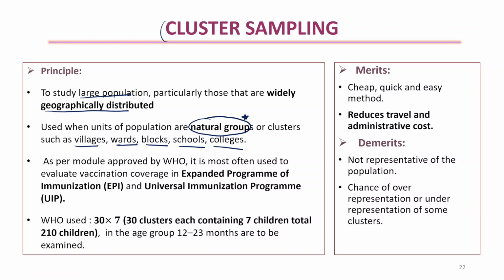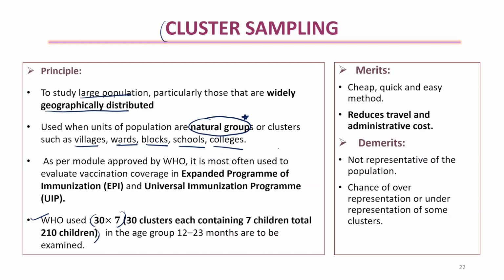The WHO frequently uses cluster sampling for evaluating immunization coverage. A famous example is the 30 into 7 clusters used by WHO, where 30 clusters are selected and 7 children are examined in each cluster, making a total sample of 210 children.